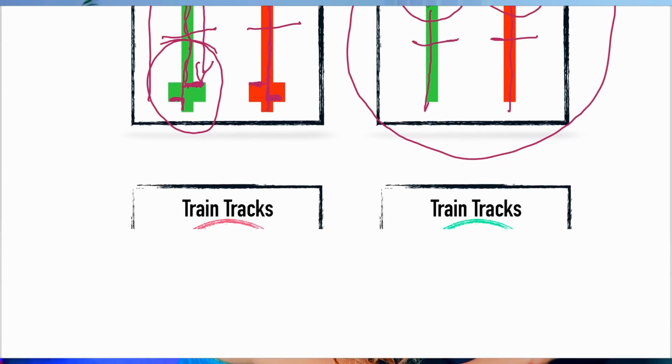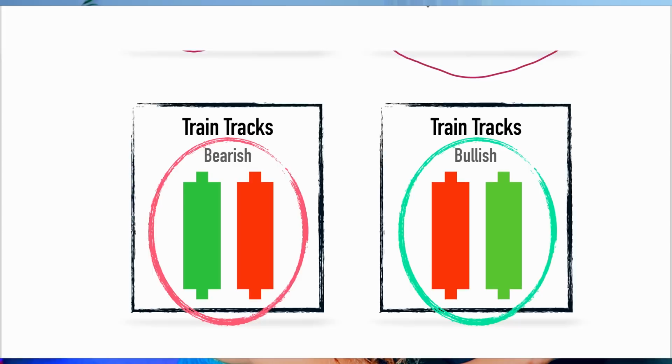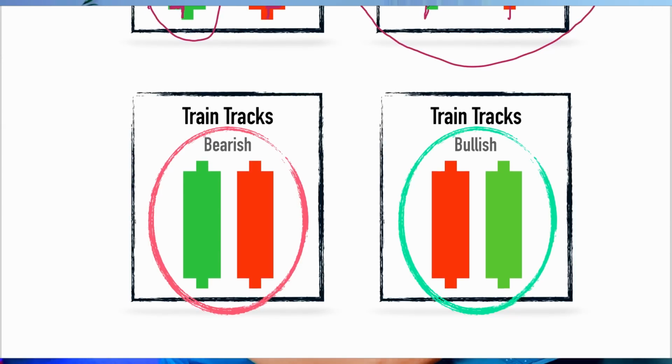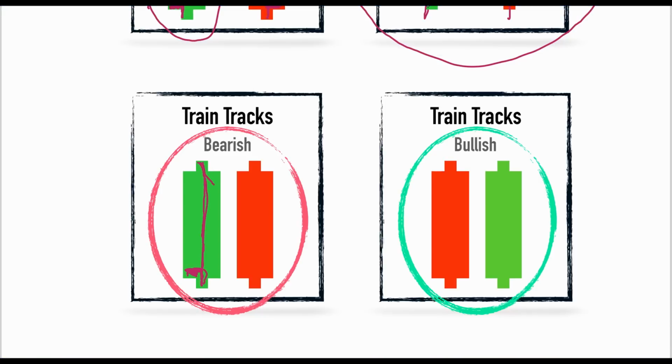Let's have a look at some other reversal bars. We have train tracks. The bar has opened here, gone up, and then closed up here. The train track is actually 2 bars. So if we see a bar like this, followed by a bar like that, then we know that there are a lot of sellers in the market pushing the price to the downside.